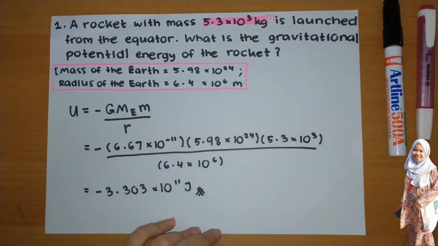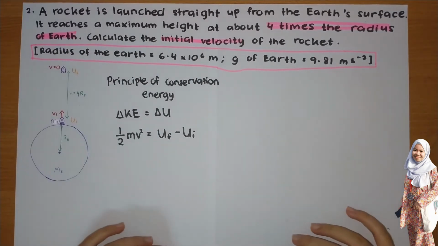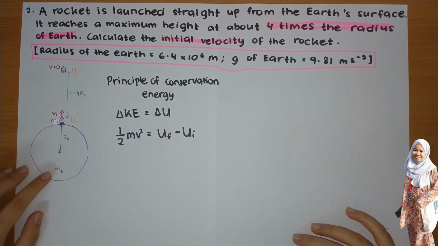Now let's get into the second example. A rocket is launched straight up from the Earth's surface. It reaches a maximum height of about 4 times the radius of Earth. Calculate the initial velocity of the rocket. So, this question applies the principle of conservation of energy, where the equation will be delta KE equal to delta U.